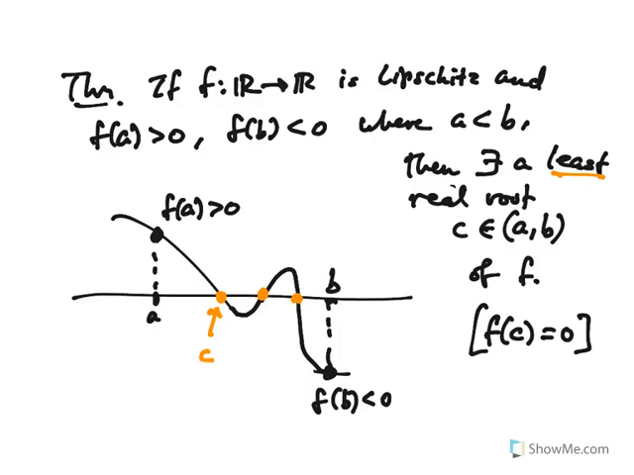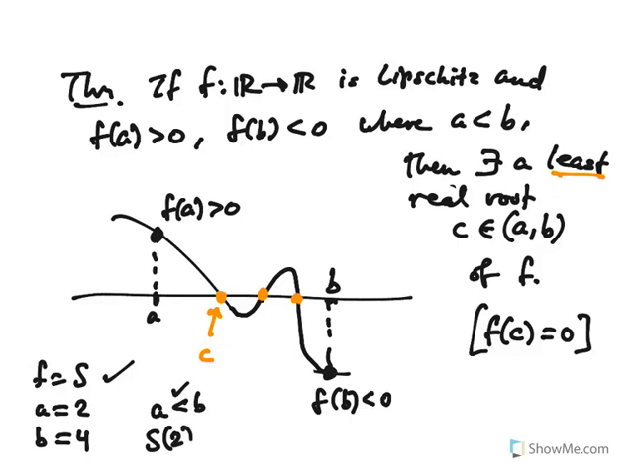Right? So we're going to apply this theorem to the capital S function, and we're going to take a to be 2. So the f will be capital S, which we know is Lipschitz. A will be 2, and b will be 4. So certainly a is less than b. Also, capital S of 2 is positive. Capital S of 4 is negative. So all the conditions are satisfied, and therefore there will exist a least real root between 2 and 4 of the capital S function. And that's what we call pi.